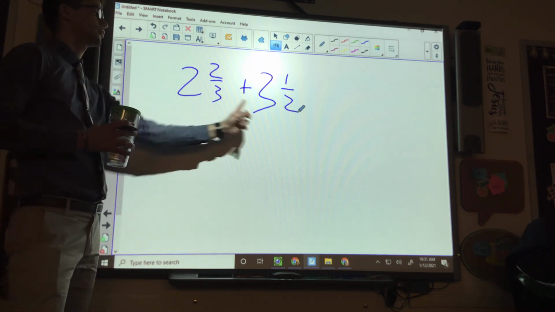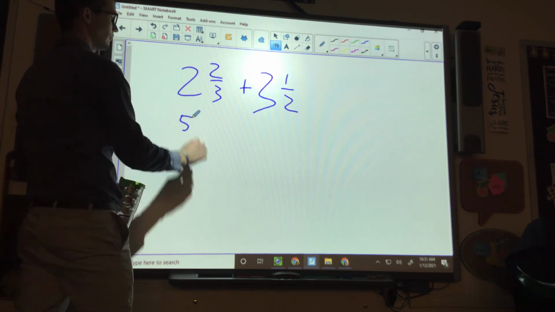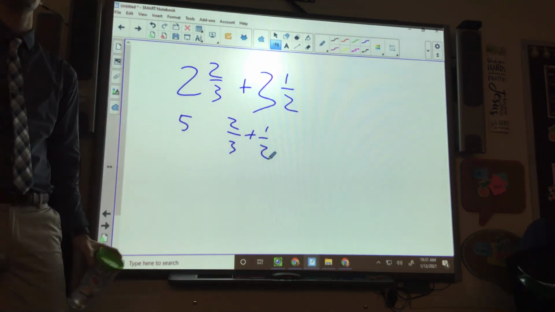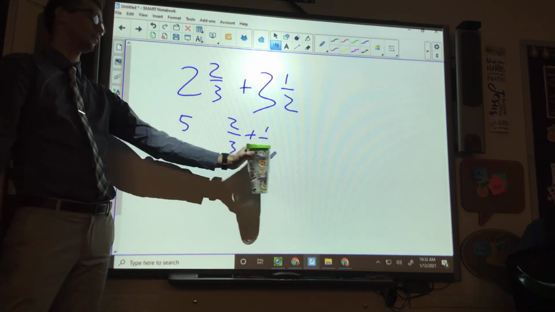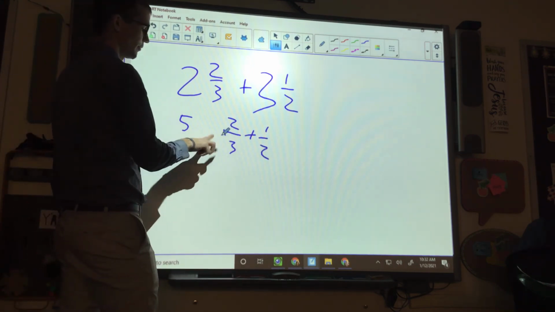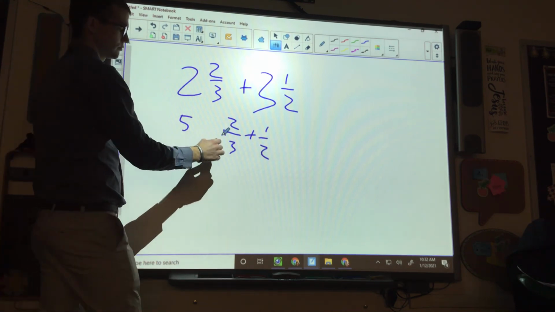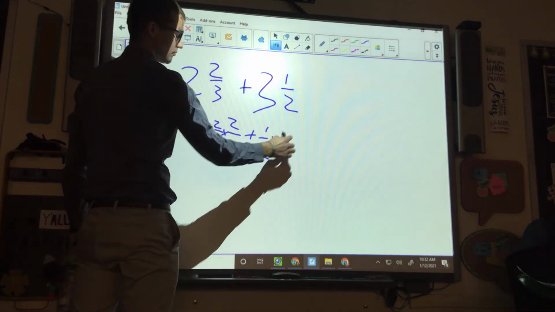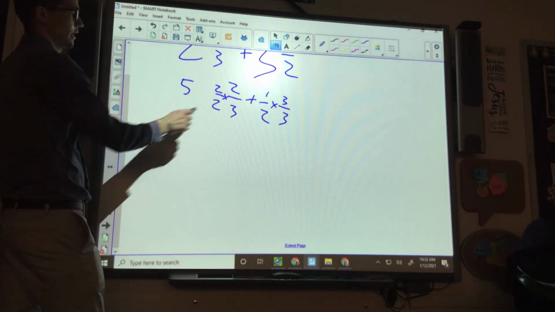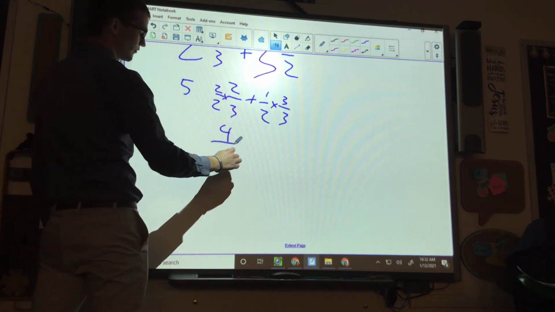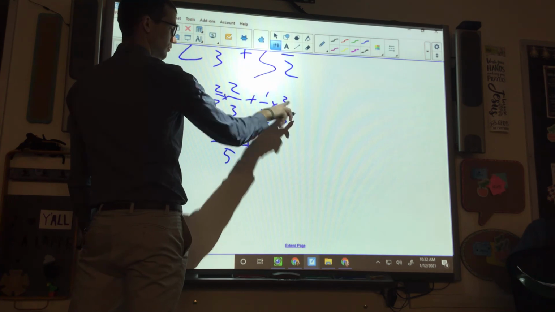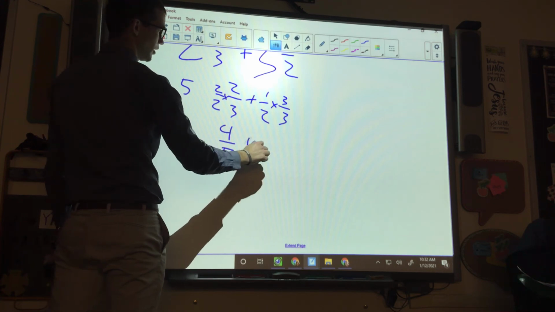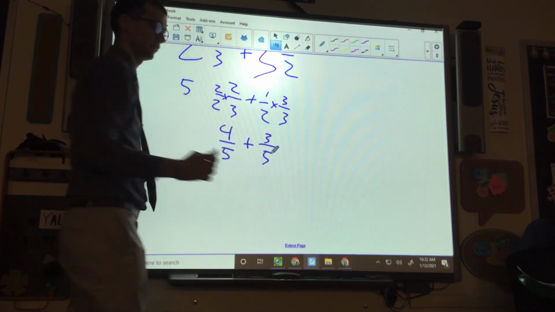Alright, let's finish up this one. 2 plus 3 is 5. 5 and 2/3 plus 1/2. Can we add those together? No. You have to get a common denominator. What do both 3 and 2 go into? 6. So we multiply this by 2 over 2 and 1/2 multiplied by 3 over 3. So if I look down, 2 times 2 is 4 over 5 plus 3 over 5, right?